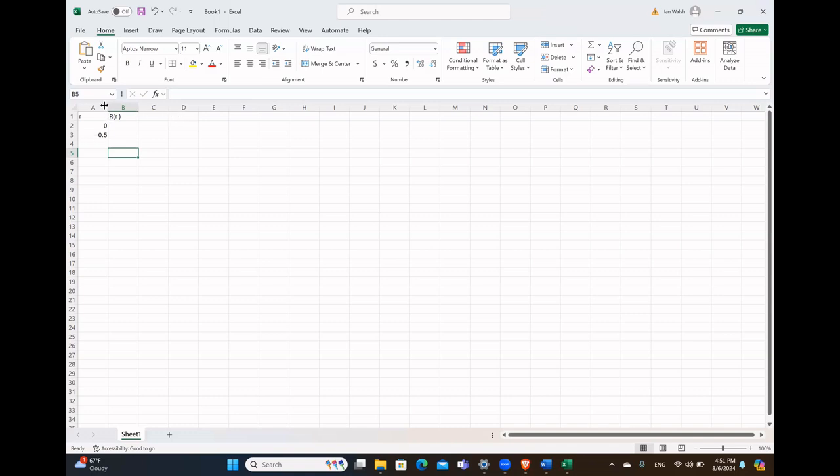Okay, so I have an Excel document opened up here. To plot something in Excel, it's maybe not as intuitive as it should be, but you have to make an x-axis basically. So I have r here, and I'm going to go in increments of 0.5. And if you select both of these here, 0, 0.5, and drag it down, you can actually just autofill this.